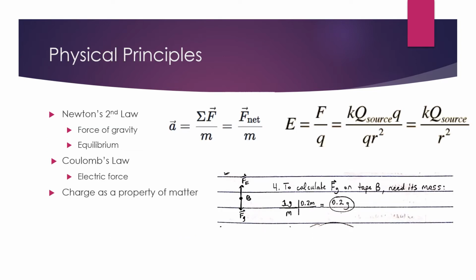The actual physical principles involved in Lab 2 are similar to that of Lab 1. Here we studied net force, Newton's second law, and Coulomb's law. Newton's second law describes the gravitational force of the Earth on the top tape, and Coulomb's law helps us describe the electric field from individual pieces of charge of the bottom tape acting on individual pieces of charge on the top tape.